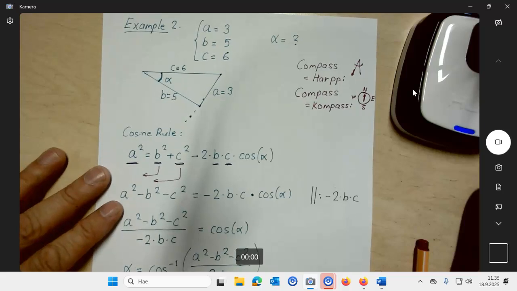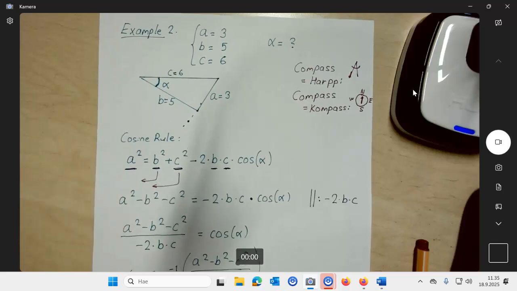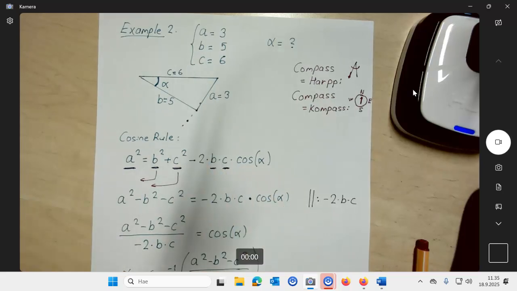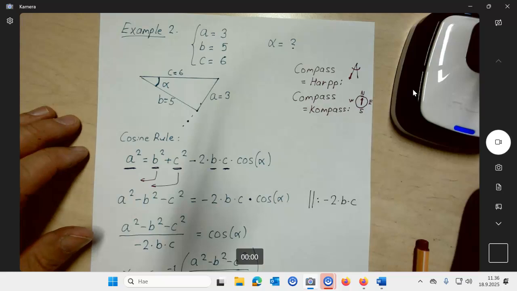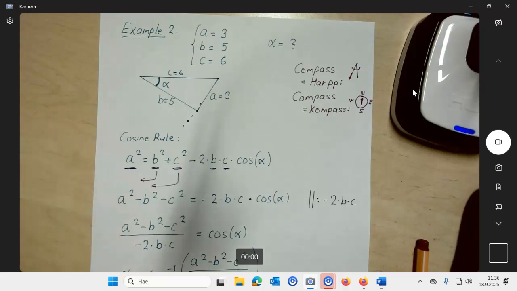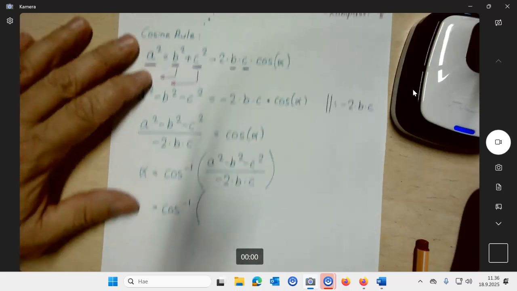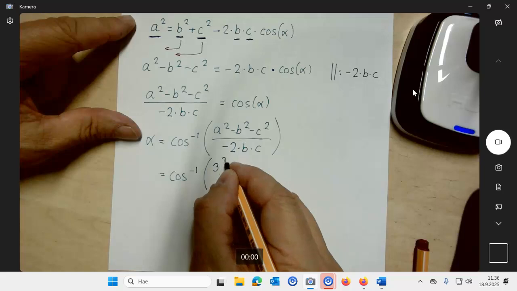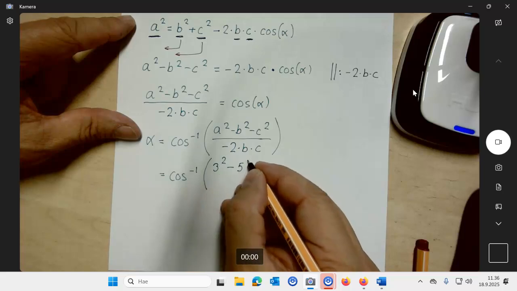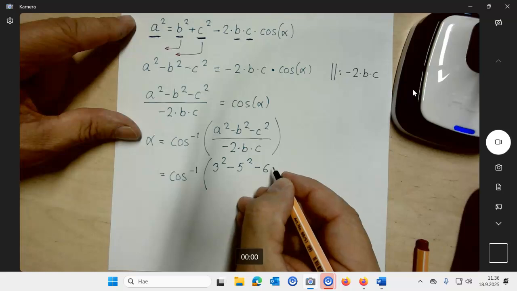But many times, when you know all the lengths of the sides of the triangle, it is maybe useful to use some kind of order there. So maybe it's good to get the biggest value for C, but it is not necessary. So here 3 squared minus 5 squared minus 6 squared.